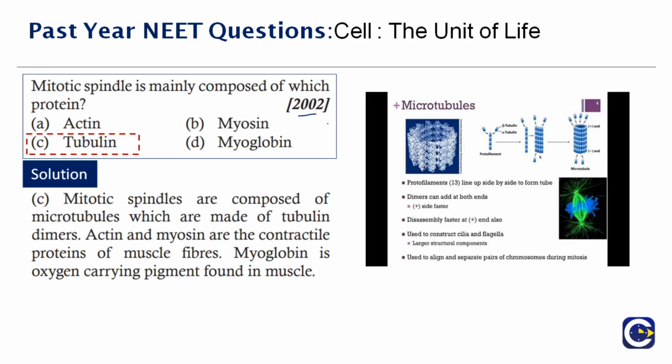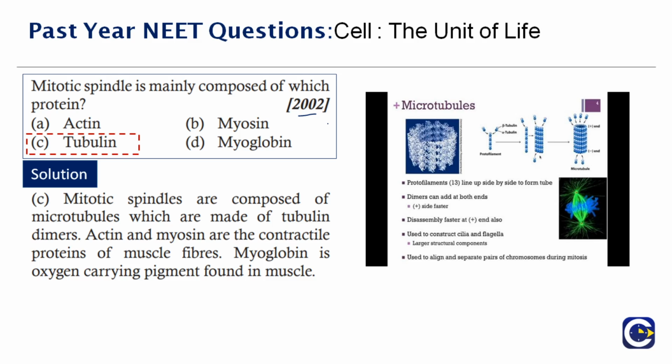Okay, to your right side you have a small picture telling you something about microtubules. They are protofilaments, they line up side by side, they are dimers, they disassemble faster, they are used to construct cilia and flagella.